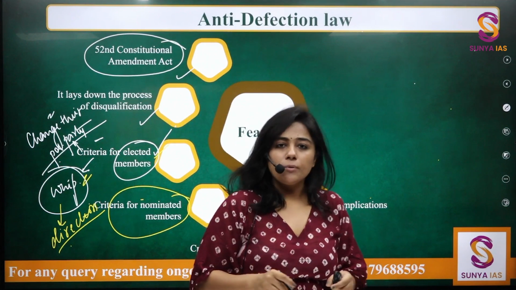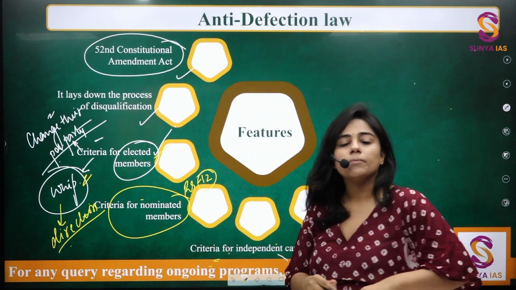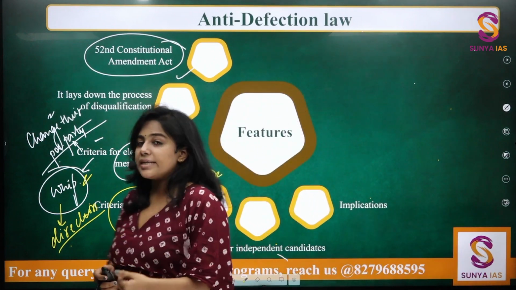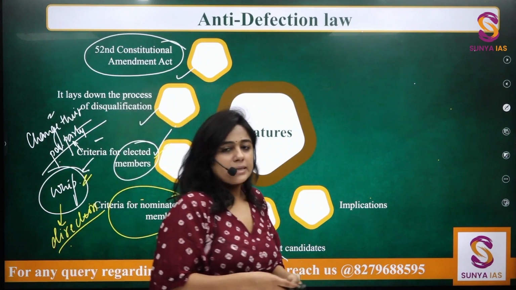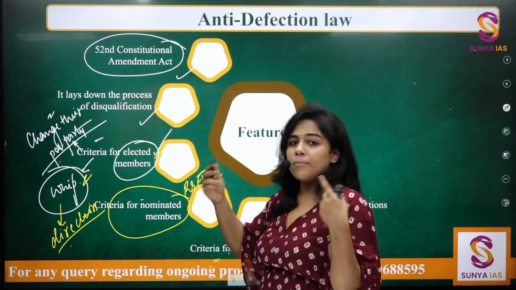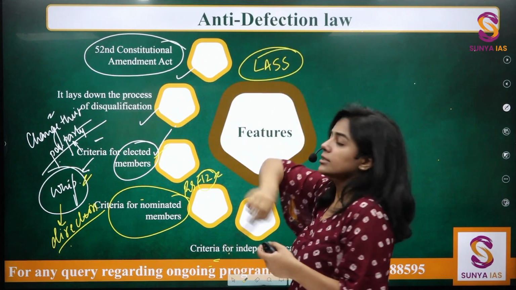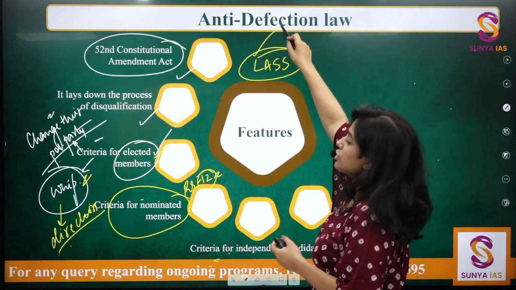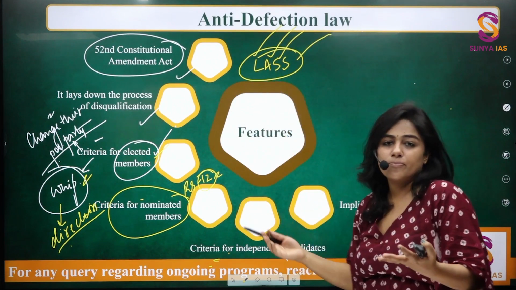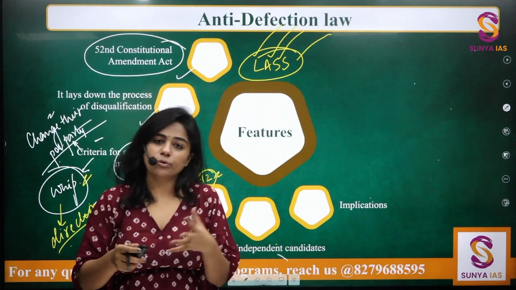But even now, in the Rajya Sabha, there are 12 members that will be appointed, they will be nominated by the President of India. What are the criteria? Remember this: literature, art, social sciences and science. LAS. Fine. This is the criteria you remember for the nomination of people.